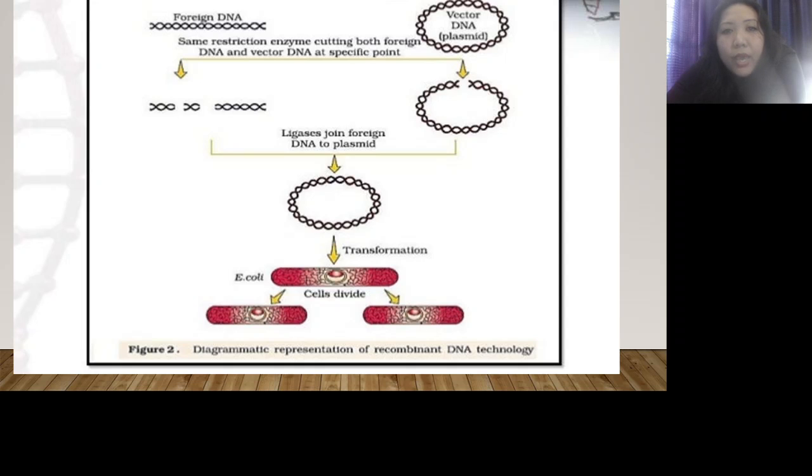Now we allow them to be taken up by the bacterial cell, where transformation takes place, and these transformed cells we allow to divide. This is how the recombinant DNA technology is done.